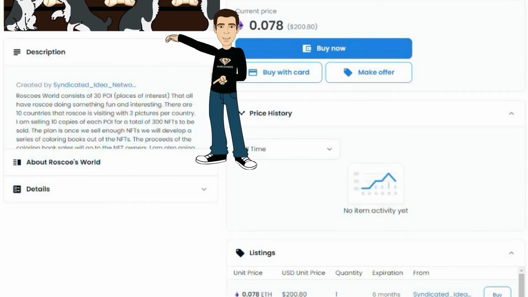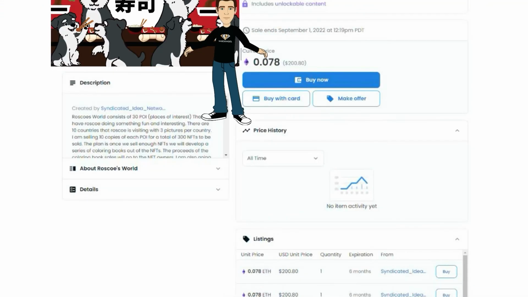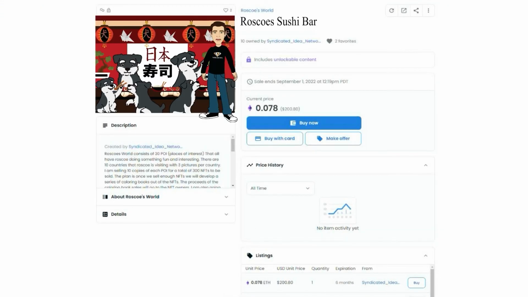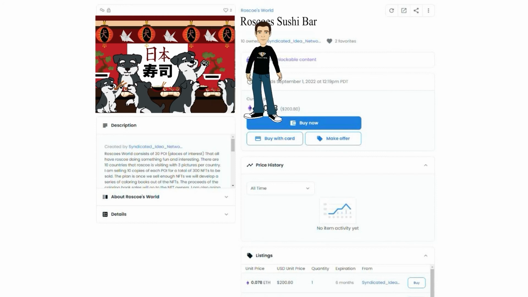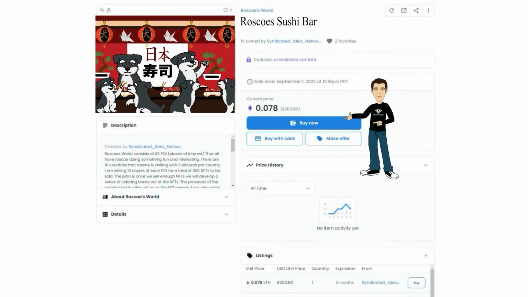Here you will find a short summary of Roscoe's World NFTs. I still recommend reading the full description of Roscoe's World on merchandise.com. See that purple lock? That is a special section just for the buyers. I wonder what is in there. Find out for yourself by pressing this button here.